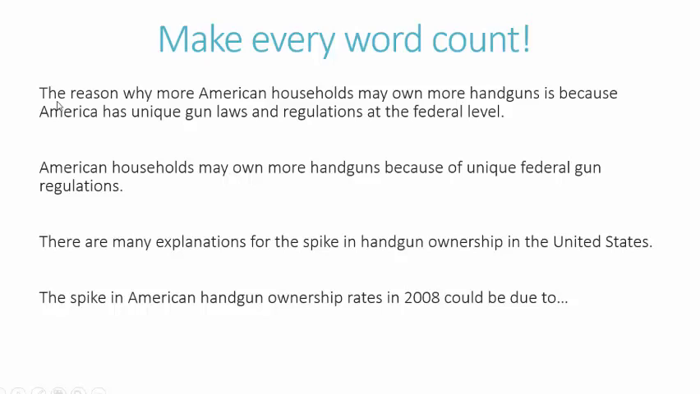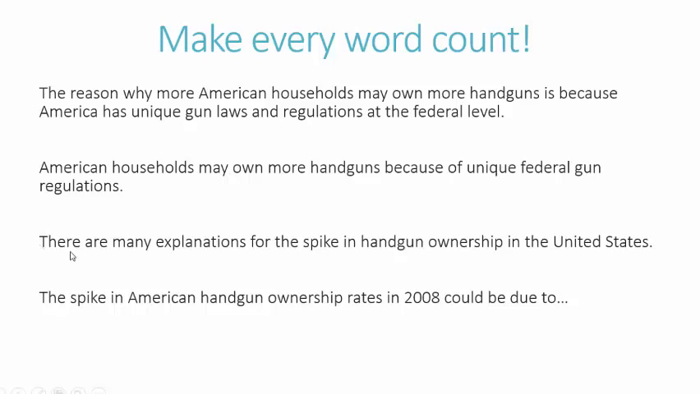So the original was, the reason why more American households may own more handguns is because America has unique gun laws and regulations at the federal level. It's okay, but I think I can pack it up some more, and I can take out this reason why, and I can just start here. American households may own more handguns because of unique federal gun regulations. So that's going to let me pack up more information into my 400 to 600 words.